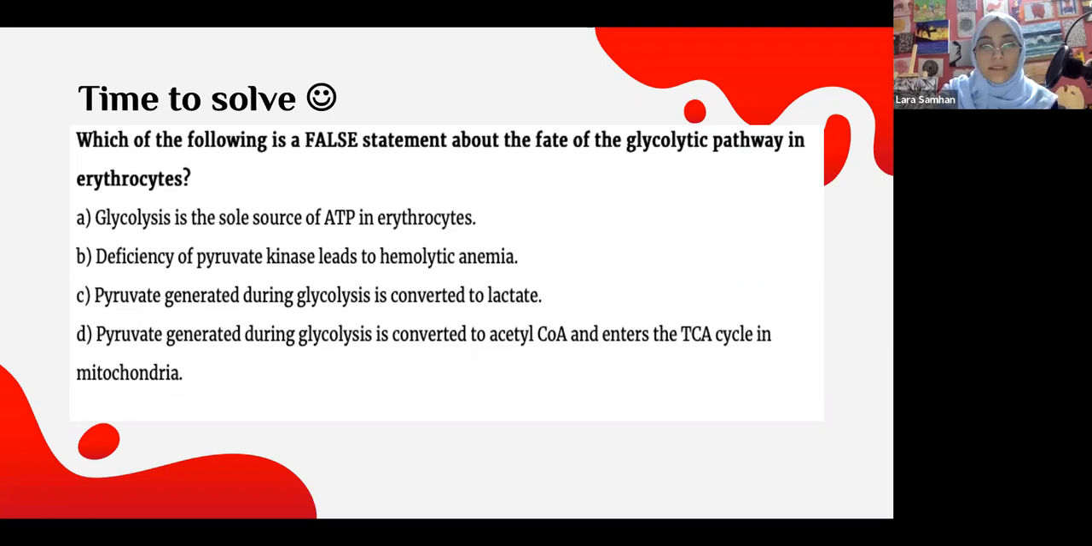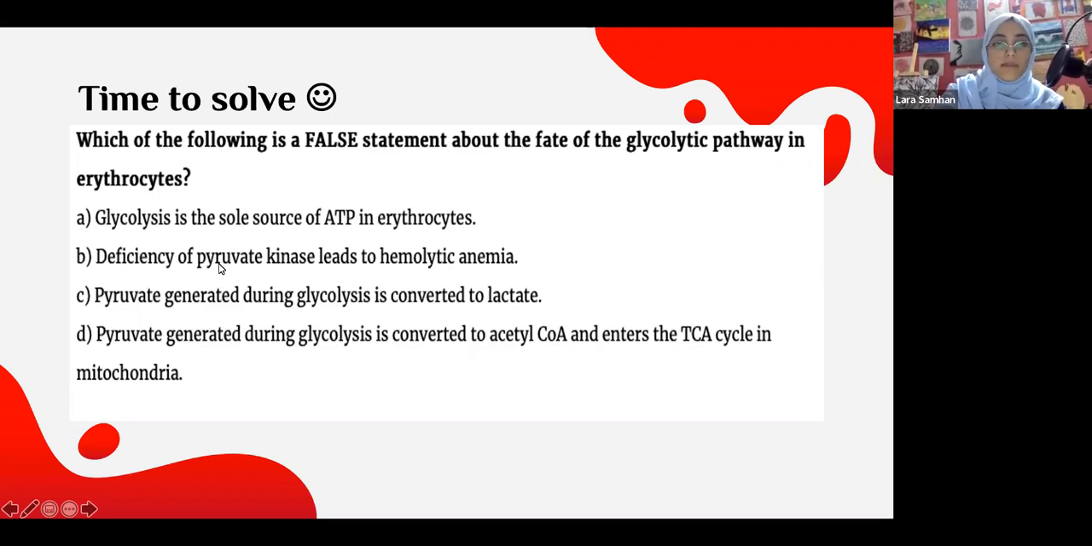The question says, which of the following is false? We want the false statement about the fate of the glycolytic pathway. Now, we said that in the RBC we have anaerobic glycolysis. A says glycolysis is the sole source of ATP in erythrocyte. We all agree that anaerobic glycolysis is the one that forms 2 ATP molecules in the RBC. So this is a correct statement, and the question wants the false one, so this isn't an answer. So A is correct.